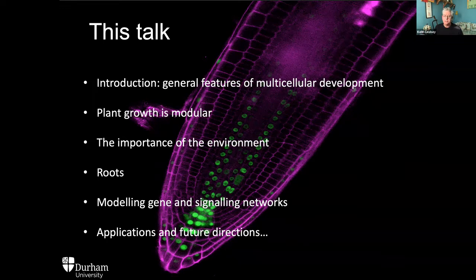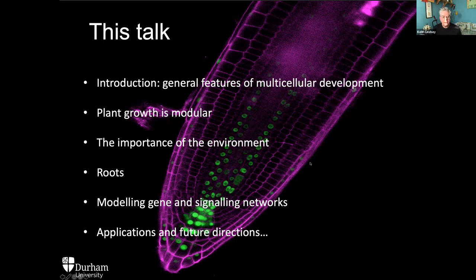And one of the features of plant growth and development is that it's a modular system. And I'm going to explain why I think it's modular, what I mean by modularity, in the course of the talk. I'm going to talk about how the environment is particularly important in controlling different aspects of plant development, more so than is the case in animals.